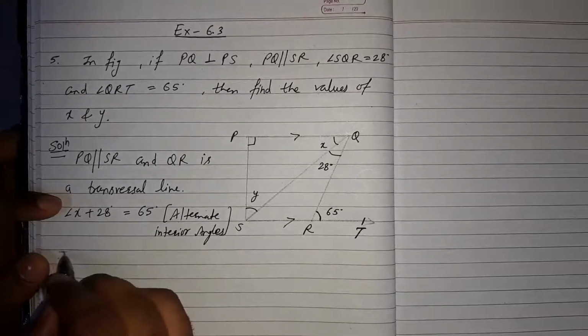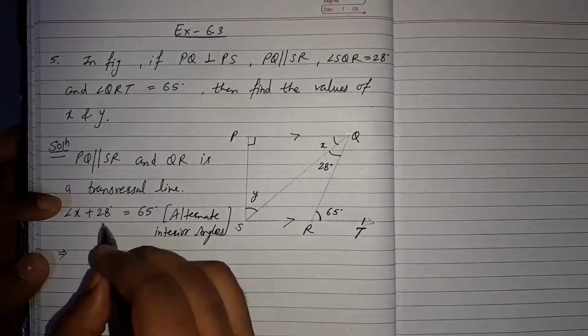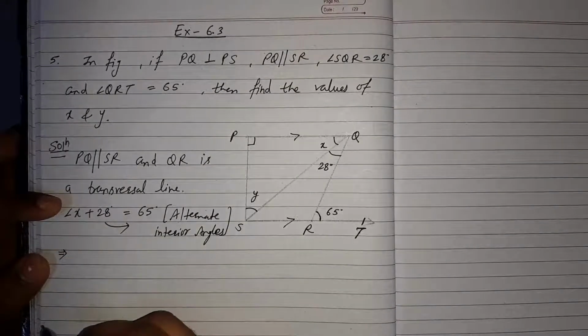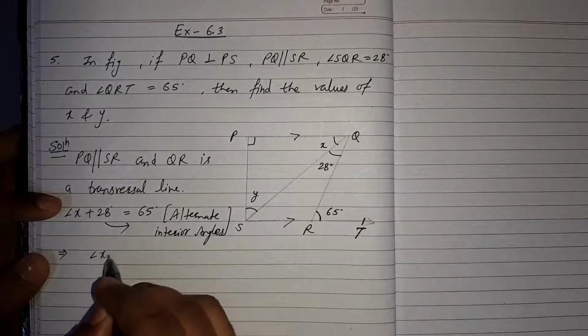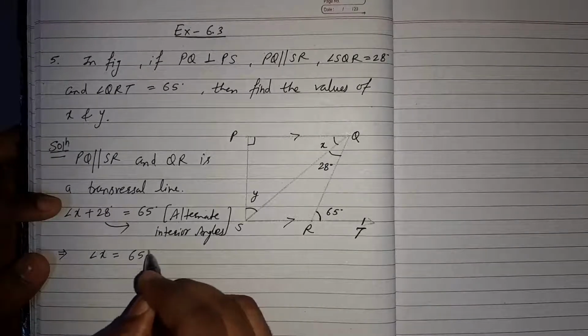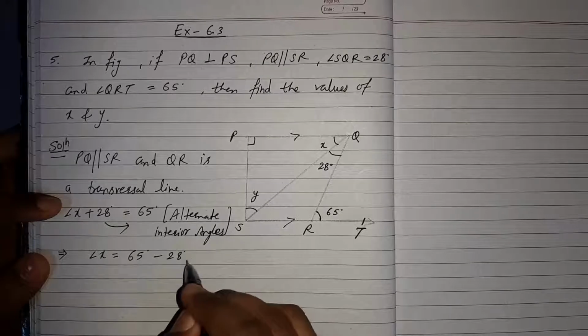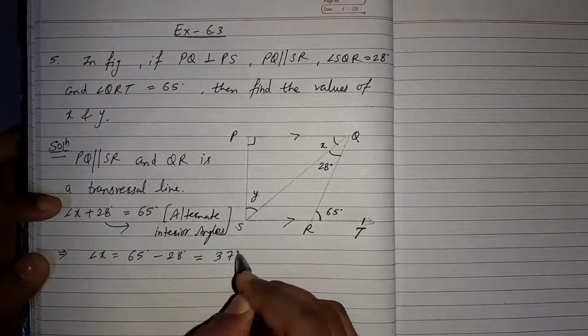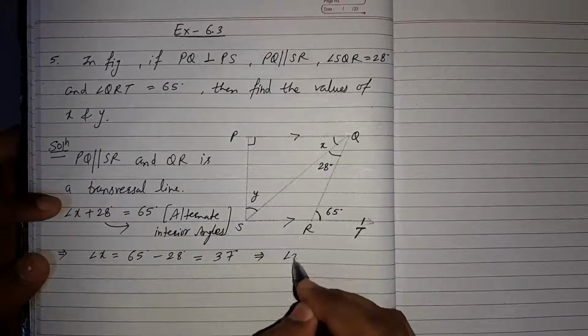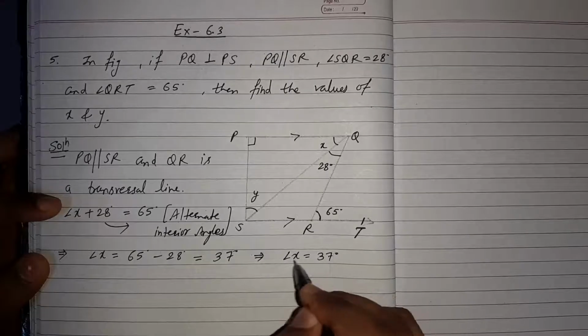Here we can find the value of x by transposing 28 from one side to the other side, so it will be negative. So the value of angle x will be 65 minus 28 degrees, so it will be 37 degrees. So the value of x we have got is 37 degrees.